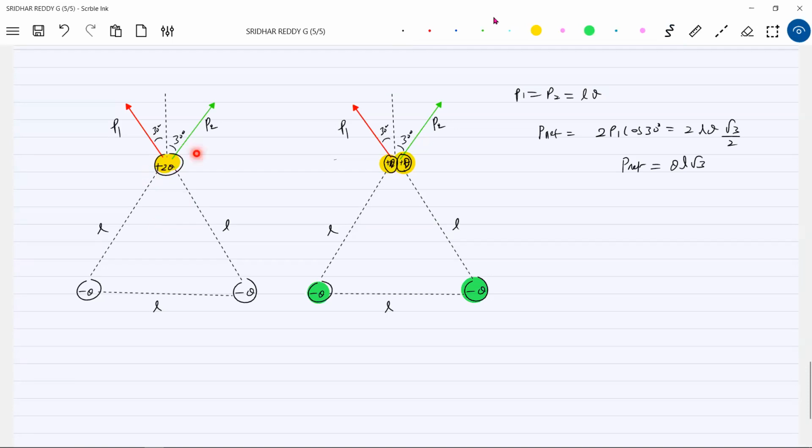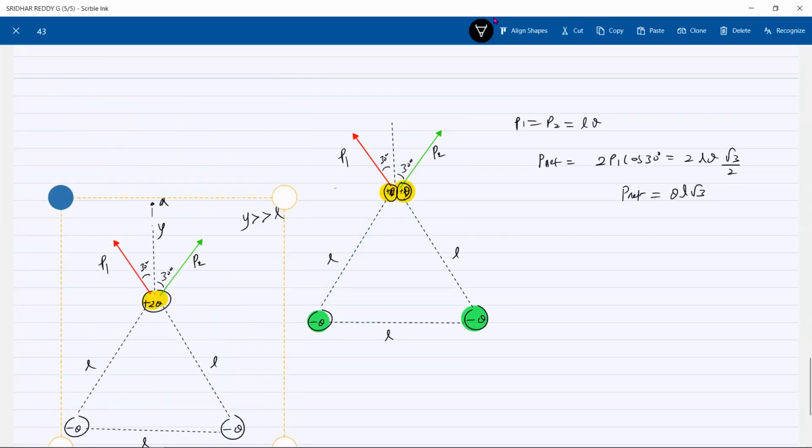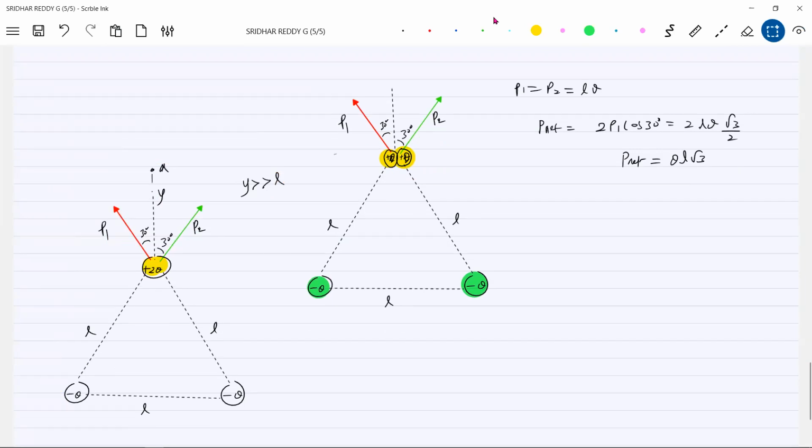Now, if you want, you can replace these three charges by one single equivalent dipole. I want the field strength here at a point which is at a distance y. What is the condition? y is very much greater than L. Please do understand, I'm trying to give a very generalized idea. Practically, if somebody asks you a question of this kind, find the field strength at point A, where y is very much greater than L.